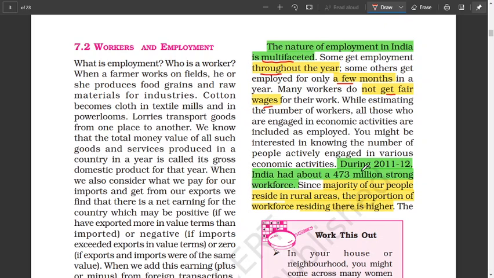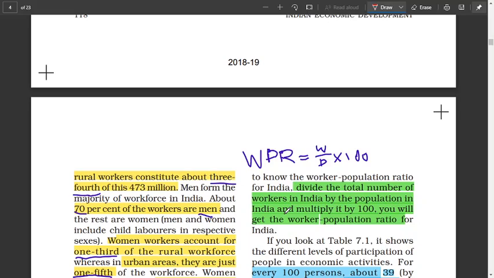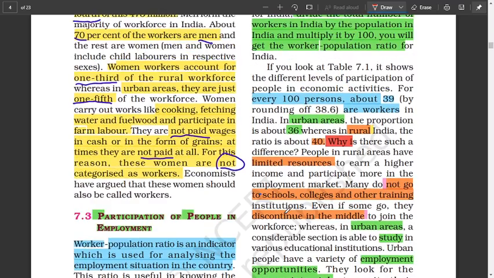Let's look at data now. During 2011-12, India had about 473 million strong workforce. We have more than 1,000 million population, but only 473 million are workers. Majority of our people reside in rural areas, we all know that, and therefore the percentage of workforce residing in rural areas is more than in urban areas. A majority of workers are residing in rural areas because India is still a rural economy.